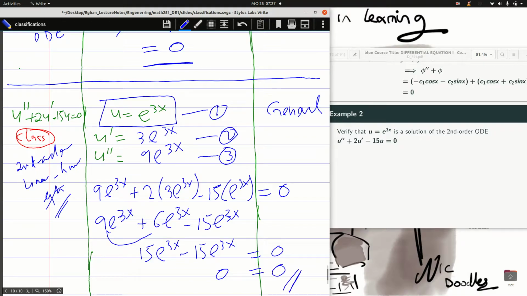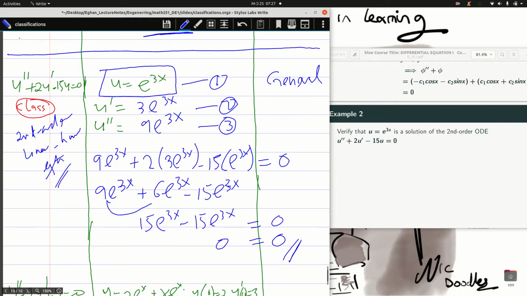And that shows that this is indeed a solution to a differential equation because it is satisfying the differential equation. It has to satisfy the differential equation. What is on the right hand side should be equal to what is on the left hand side.